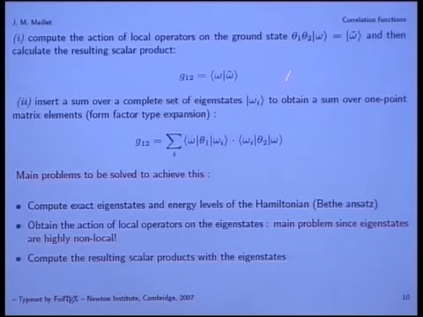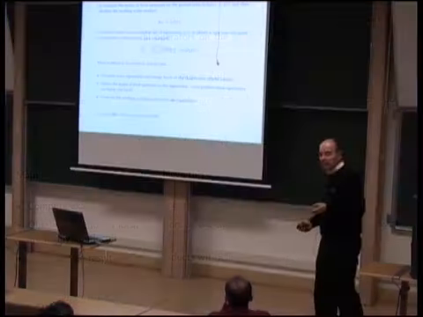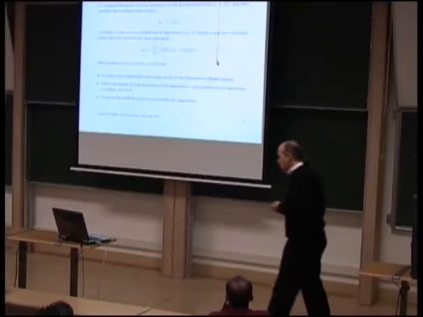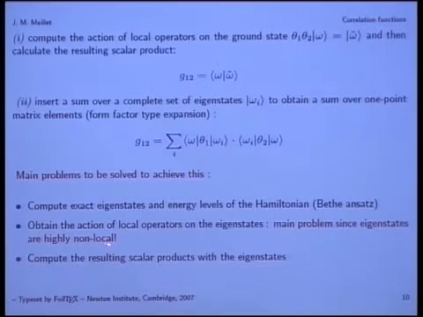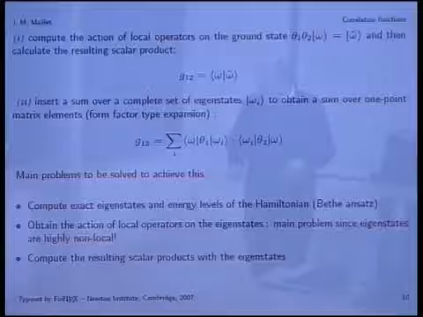But either here or there, the problem that you have to solve, beyond computing exact eigenstates and energy levels of the Hamiltonian, which is in principle given by Bethe ansatz, is to obtain the action of local operators on the eigenstates. And this was a point that was really not solved for many, many years, and this was the key point to go further into this problem. And then, of course, if you succeed in doing that, you have to compute the resulting scalar product, which is not completely trivial.